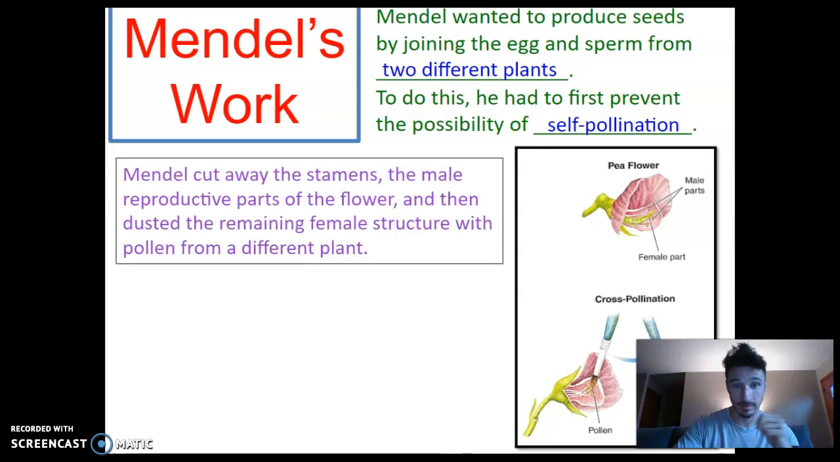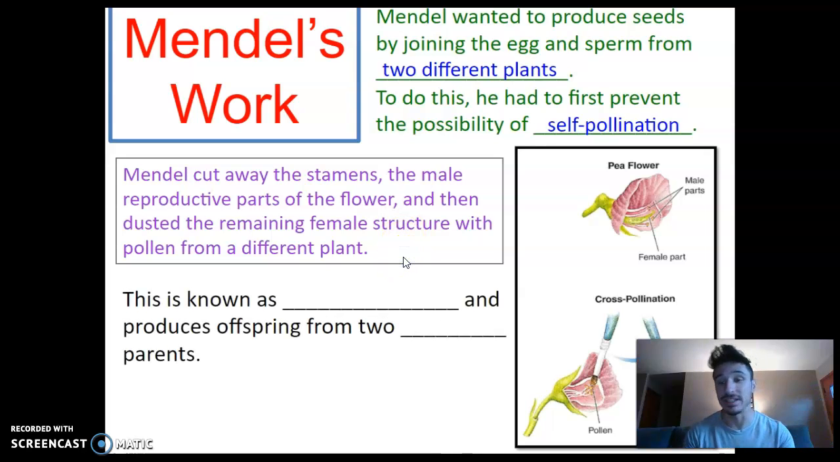Now, Mendel, like I said, cut away the stamens. Oh, I'm sorry, I had that backwards. Mendel cut away the stamens. Yes. Stamen is the male reproductive part and pistil the female reproductive part. I'm sorry if I said that backwards earlier. And then he would take the pollen from one flower and dust it onto the other flower.